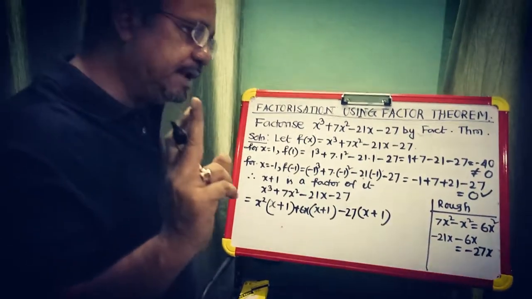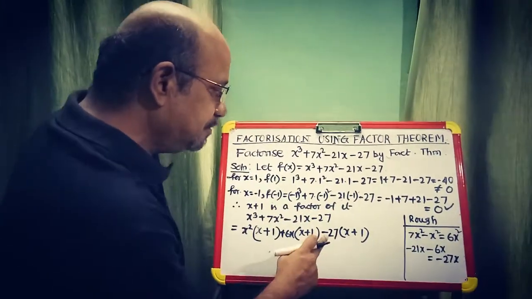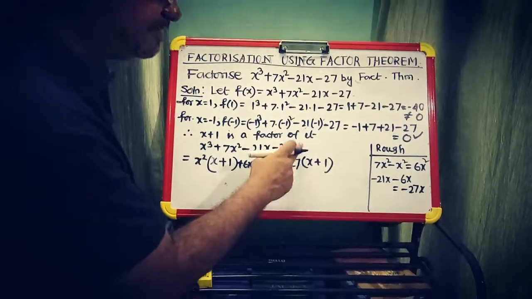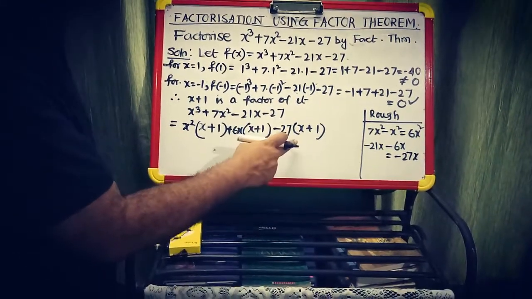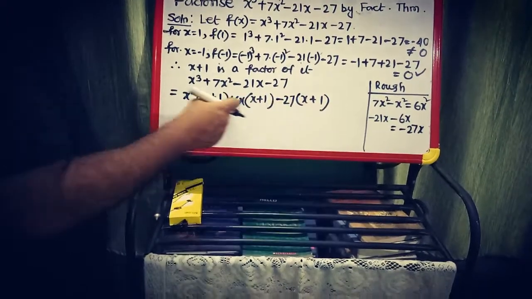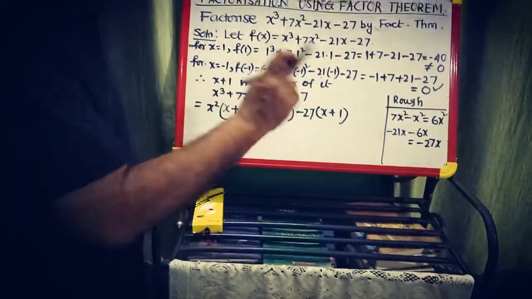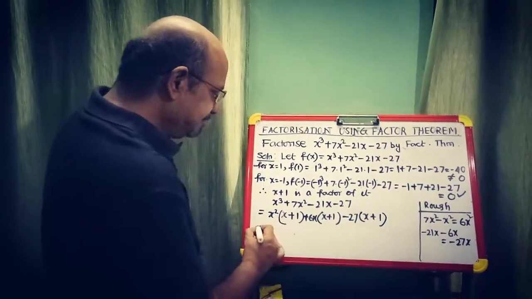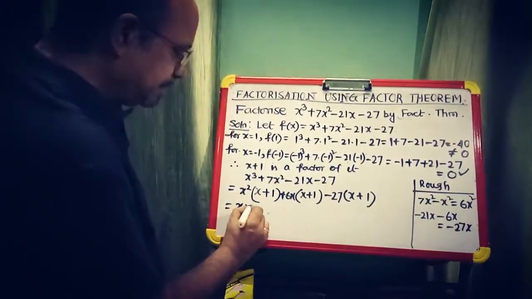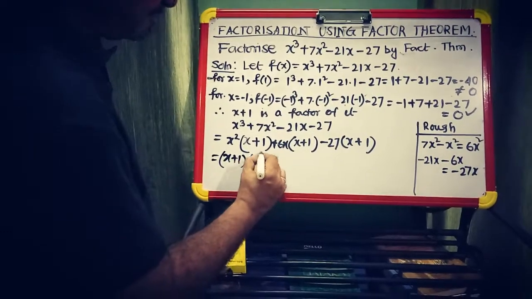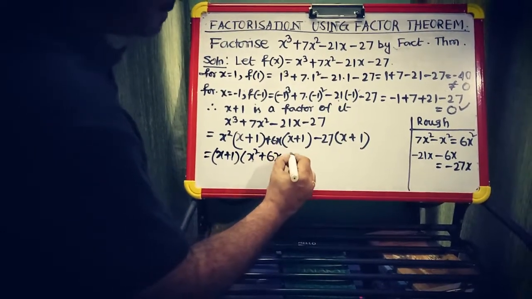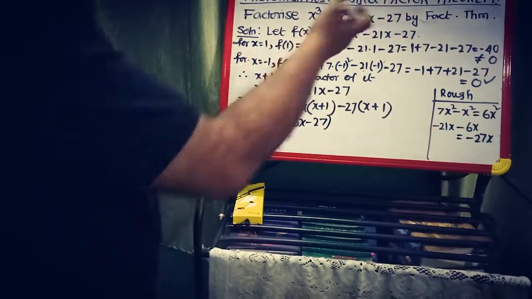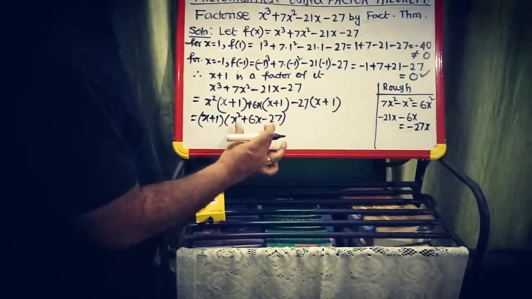You can get the confirmation that you are right if you check with the last term. Minus 27 into plus 1 is minus 27. This shows you that all these steps have been calculated correctly. So the main step is this one only. So x plus 1 has been taken common. Now we have x square plus 6x minus 27. Now you can again apply the factor theorem to factorize this one.